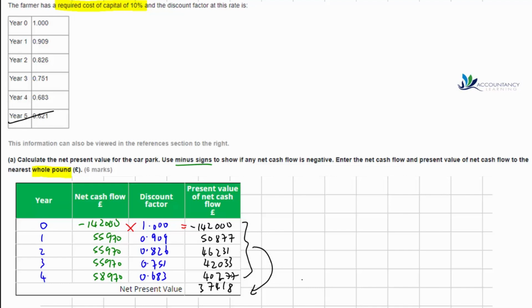37,418. So that figure is greater than 0, isn't it? So our advice to the farmer would be, well, yes, it would be a good idea to install this car park, because over the 4 years, taking into account the time value of money, you are still going to make some money on this.